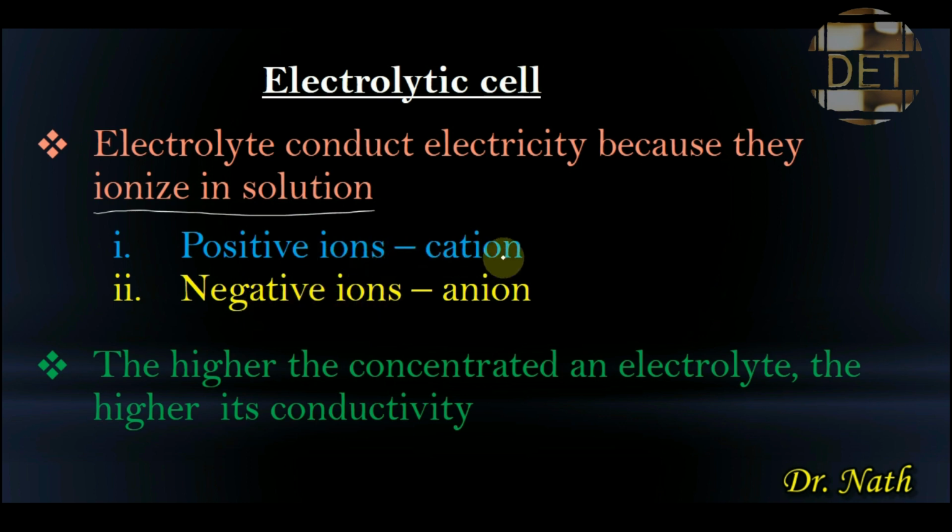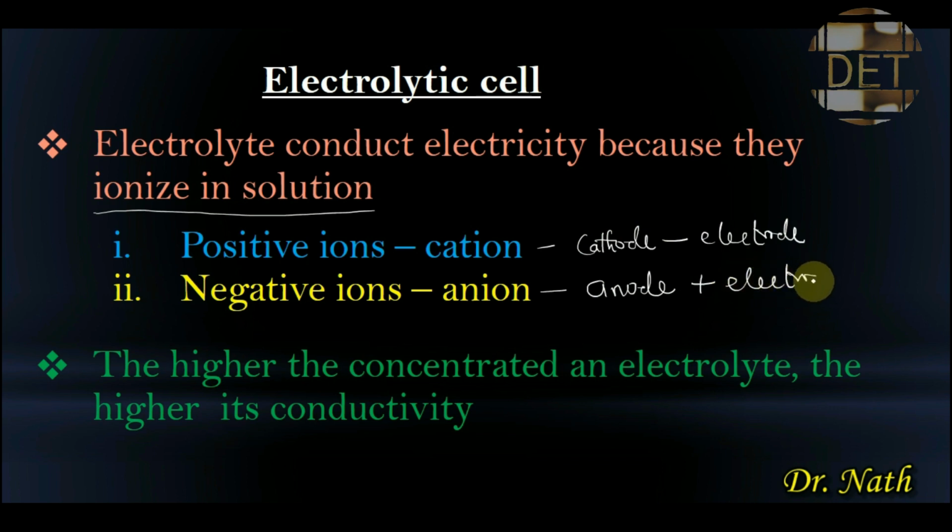The positive ions are called cations, while the negative ions are called anions. The anions are formed at the anode, which is the positive electrode, while the cations are formed at the cathode, which is the negative electrode. So the cathode is the negative electrode, and the anode is the positive electrode.